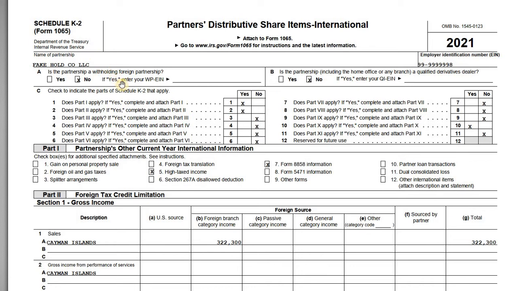This is not the case, for both reasons. One, we have a domestic LLC, and we haven't entered into any kind of agreement with the IRS to be a withholding foreign partnership. And the same thing with the derivatives issue. This just doesn't apply to us. So A and B are both no.